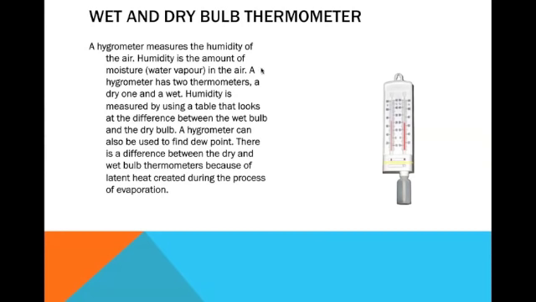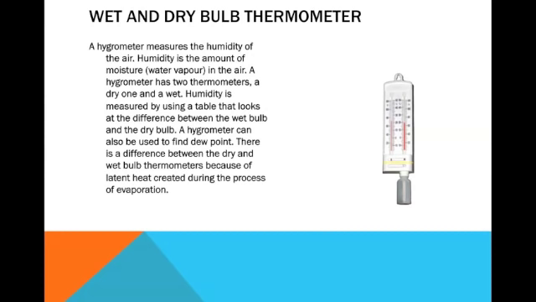So, a wet and dry bulb thermometer. A hygrometer, which is another word for wet and dry bulb thermometer, measures the humidity of the air. Wet and dry, it's pretty straightforward, because humidity is the amount of moisture, so water vapor, in the air. A hygrometer has two thermometers, a dry one and a wet one. Humidity is measured by using a table that looks at the difference between the wet bulb and the dry bulb.